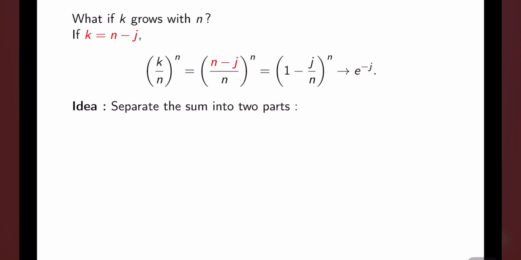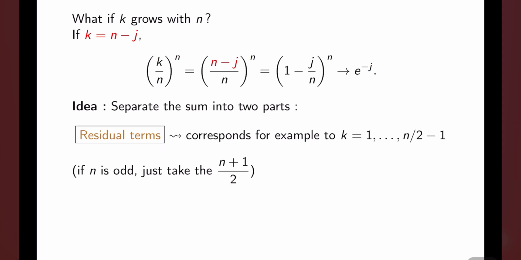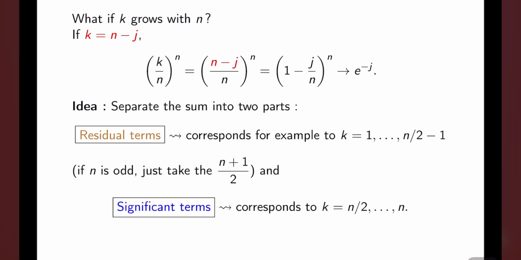Okay, so this gives the following idea. We just separate the sum into two parts. The first one will be the residual terms. For example, we will just take the sum from k equals 1 to n over 2 minus 1. We'll just assume that n is even, and if it's odd, we just take the integer part. But it's really irrelevant, it doesn't matter. So the residual term will give a sum which is small enough so that it will go to 0 when n goes to infinity. And the significant terms correspond to the other k.